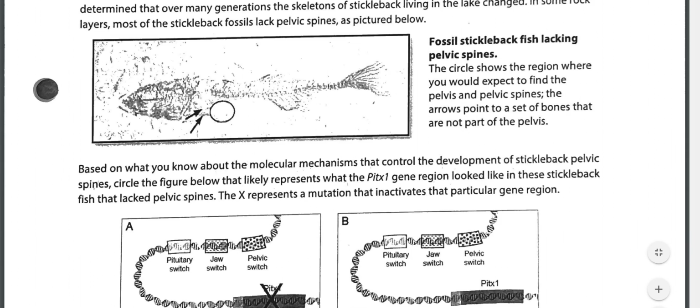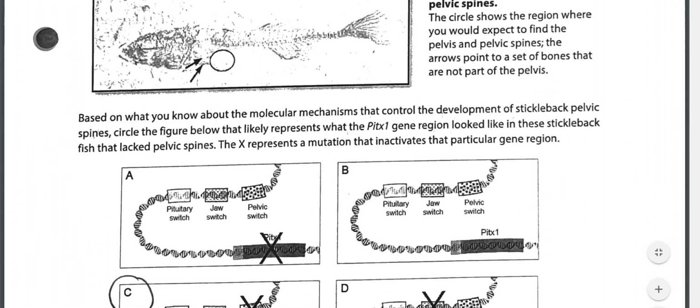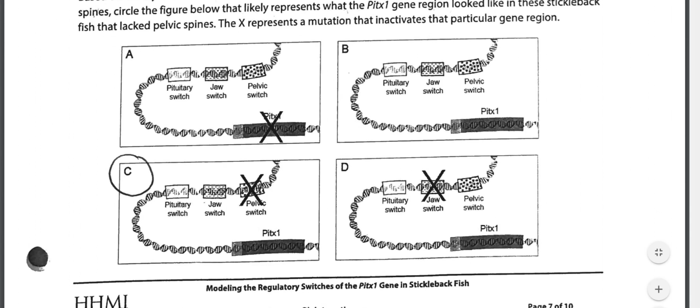But anyway, you were told that these fish lack a pelvis, so you should have selected the pelvic switch crossed out. That was part C. If this switch is not working, you're not going to be able to bring this part of the DNA close to this gene to have that particular protein expressed in the pelvic region of the fish. And it would yield a fish that looked like the fossil with no pelvic spine. All right, so that is our stickleback fish review.